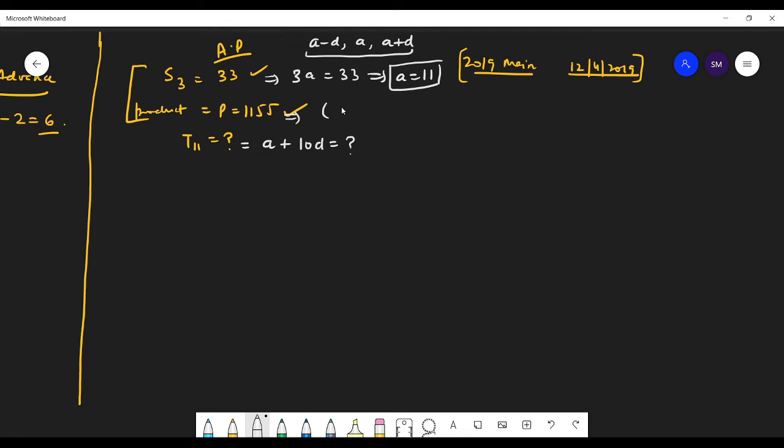Sir, either 44 or minus 29. No, there is a little bit of mistake you have made. What's the value of d you have found? Plus minus 4. Yes, d is plus minus 4. So a is 11, so it's 54. So what are the values that you get? 54 or minus 29.